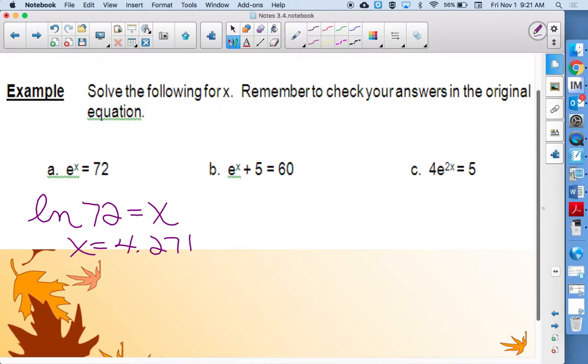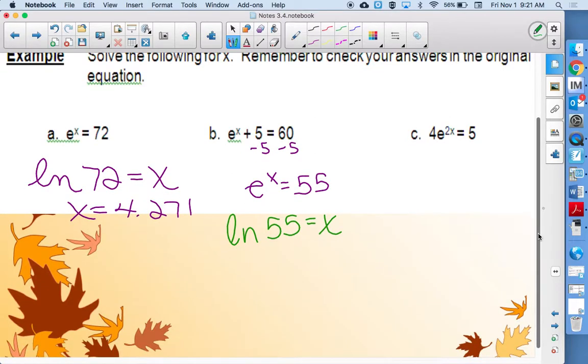All right. So the second one, letter B, Brenton. What do you think you do there? You gotta move the 5 to the other side. Yeah. So just like when you're solving for x, you have to isolate that variable. Well, here we have to isolate the exponent. So e to the x equals 55. And then solving exactly like the other side, the natural log of 55 equals x. So Brenton, x is 4.007.